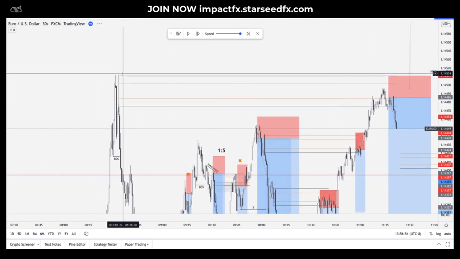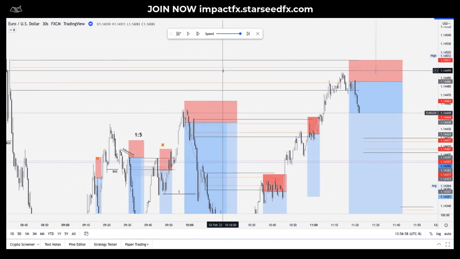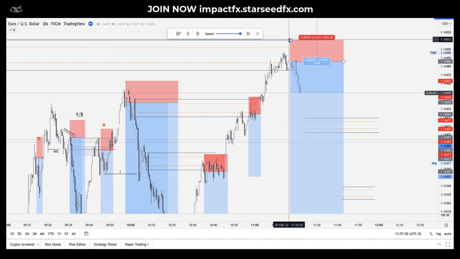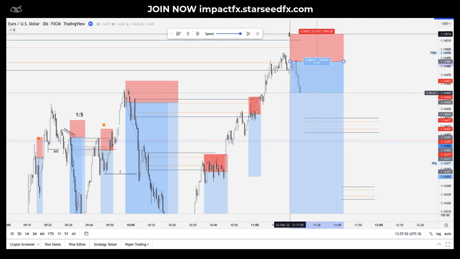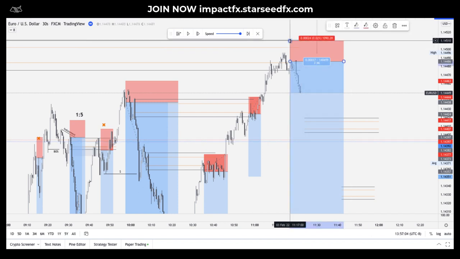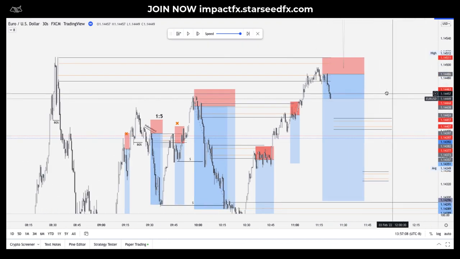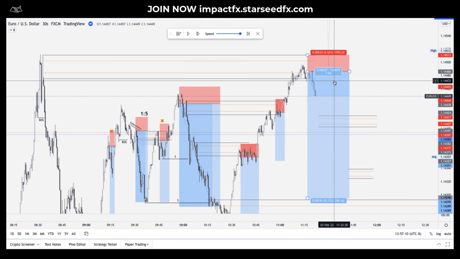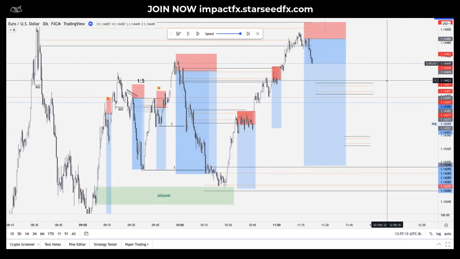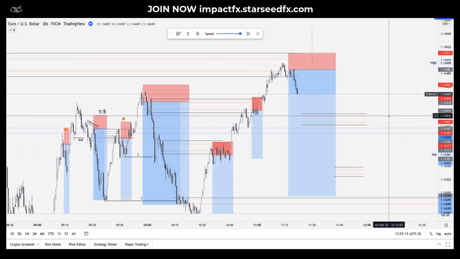2.5 pip stop. I didn't cover the high in this case. I didn't feel like price would mitigate the entire candle. I took a bit of a risk because I wanted a bit more RR. I could have covered the high like that. I did not. In this case here, this one was 0.5% risk. Now, this one I could have held much longer.